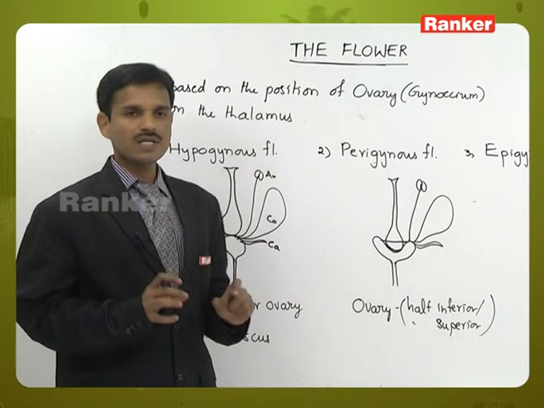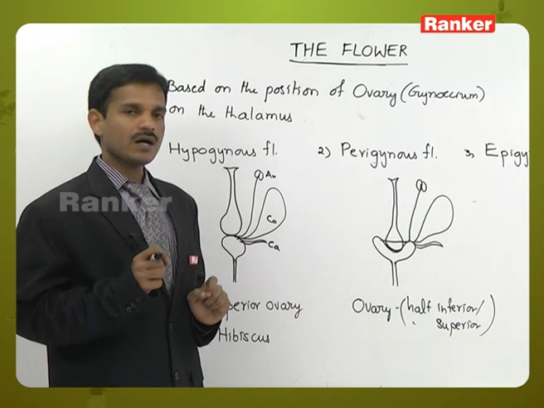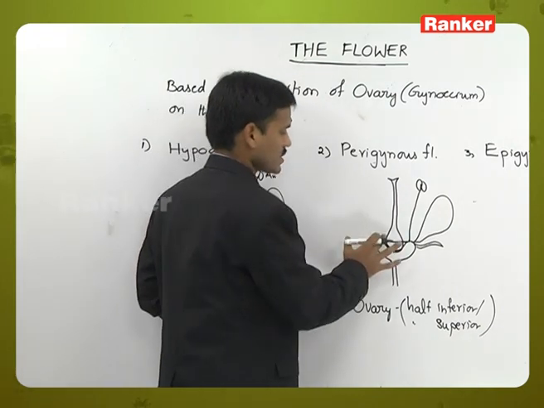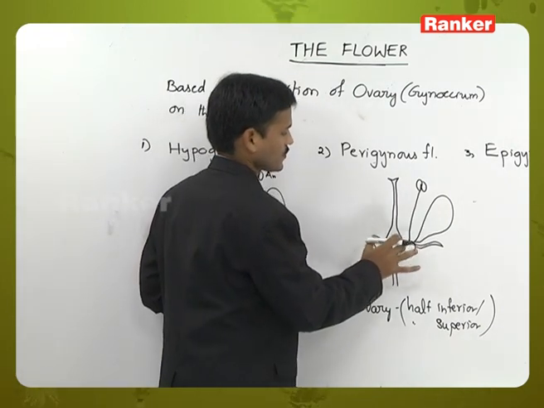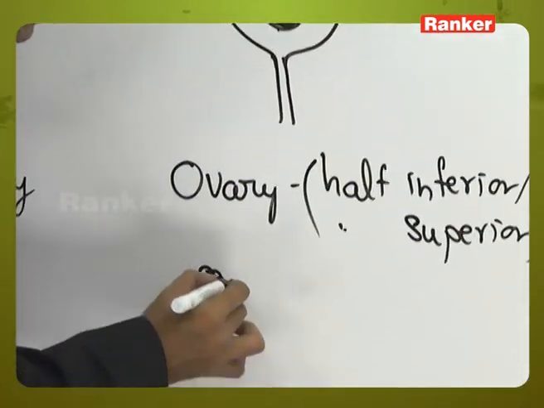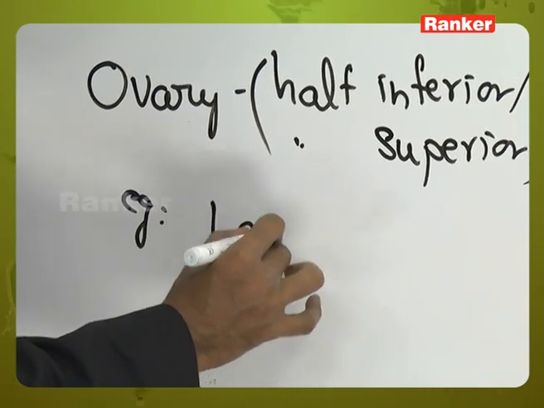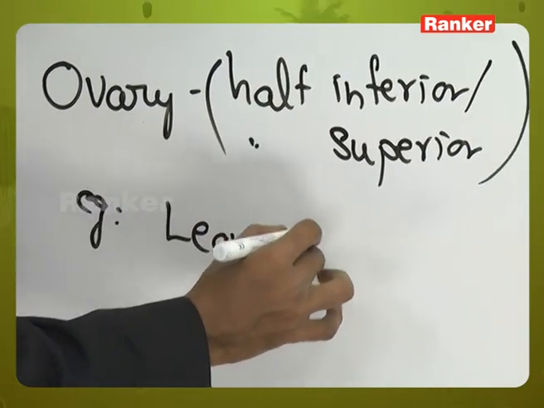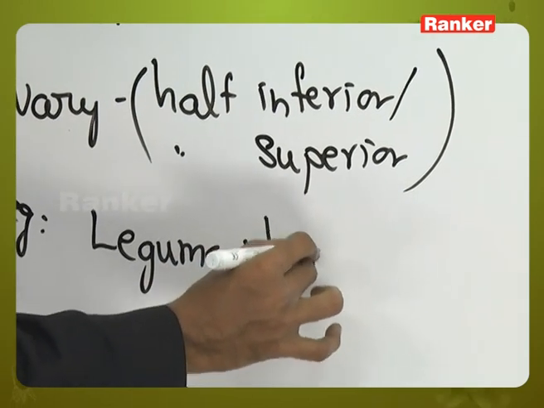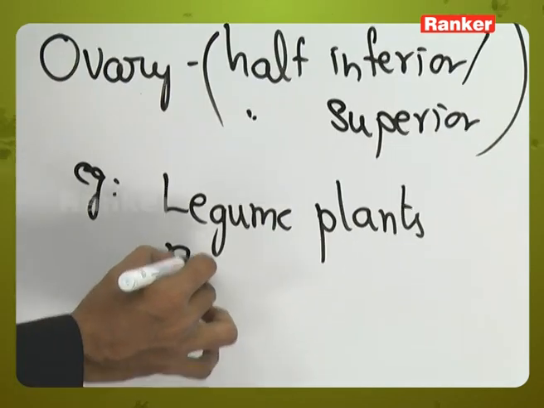This type of flowers is observed in Fabaceae members or Leguminaceae family members. Examples for this type of flower are legume plant flowers or Pisum sativum.